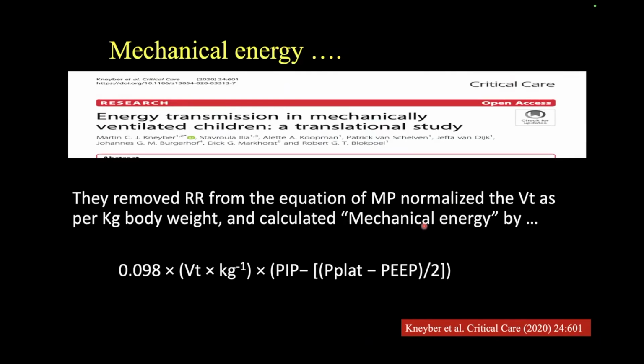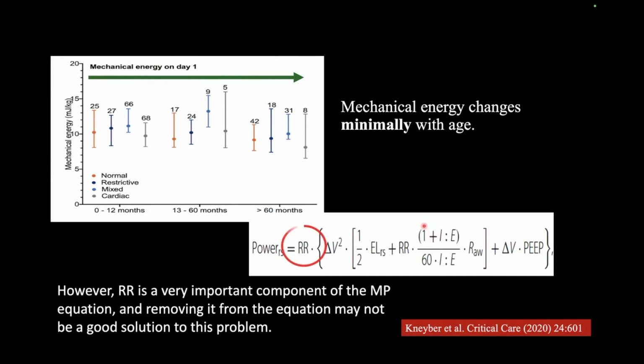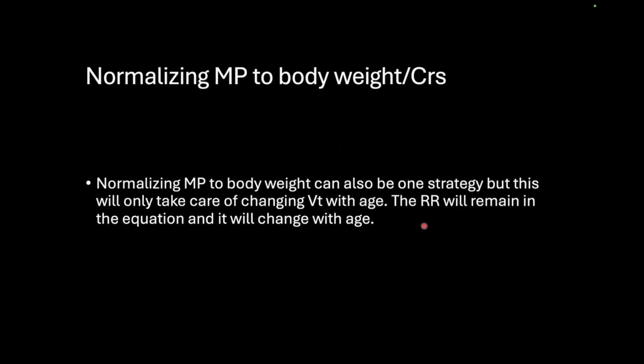This was a study published in the year 2020 by Dr. Martin Neber and his team, where they removed the respiratory rate from the equation of mechanical power, normalized the tidal volume to body weight, and presented this equation as mechanical energy. As we can see, they found that mechanical energy does not change with age, or changes minimally with age. But the problem is the respiratory rate, as we already saw, is such an important and key component of mechanical power, and it has been removed from this equation. Doesn't look like a very good solution to the problem.